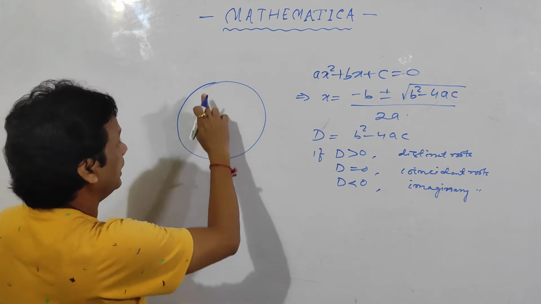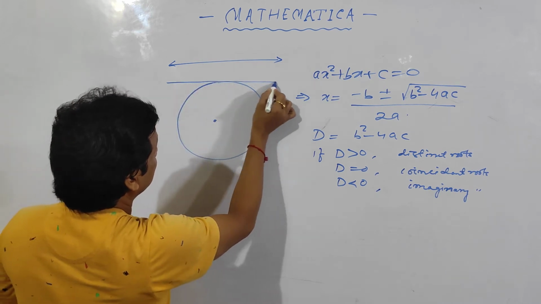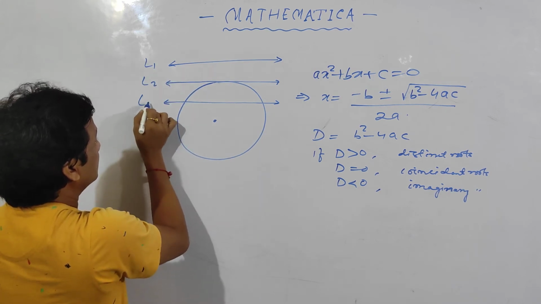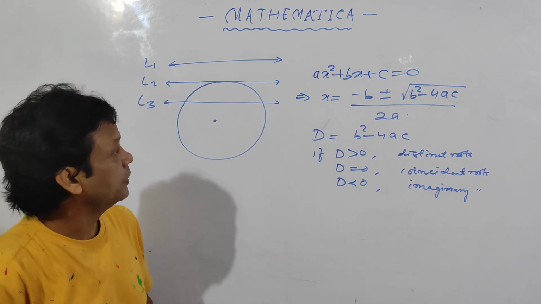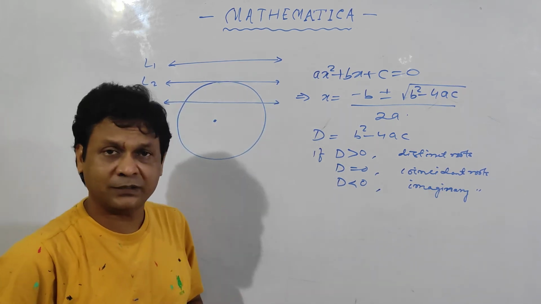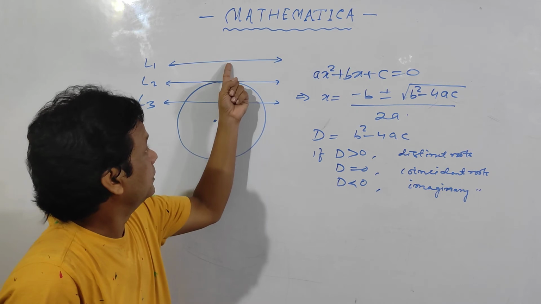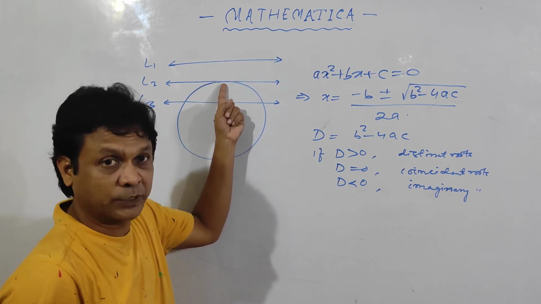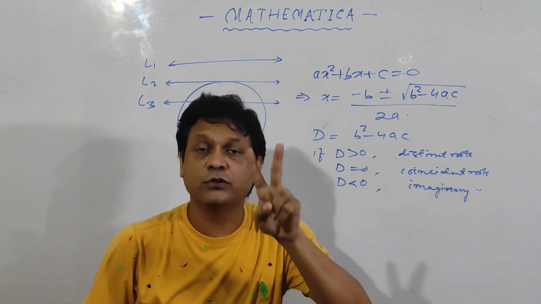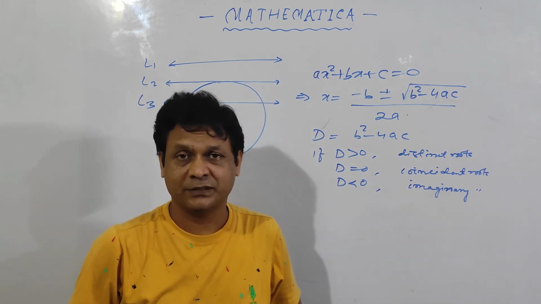This is a circle and here this is a straight line. This is also a straight line. This is also a straight line. This is L1, this is L2, this is L3. Now can you tell me in how many points L1, L2, L3 intersect this circle? Some of you are thinking that it intersects at no points, at 1 point, or at 2 points. No. All the 3 lines intersect the circle at 2 points.